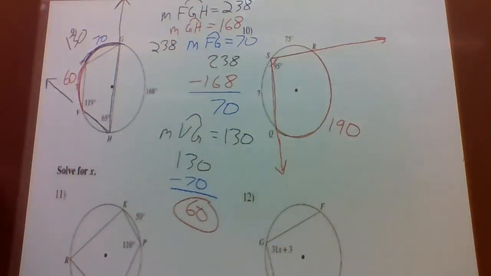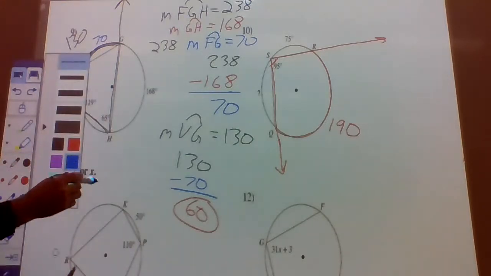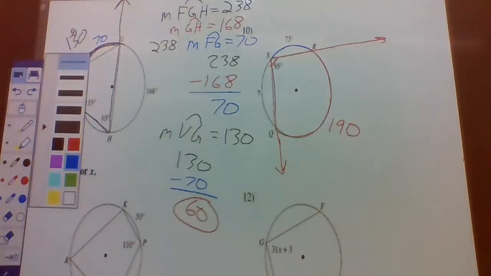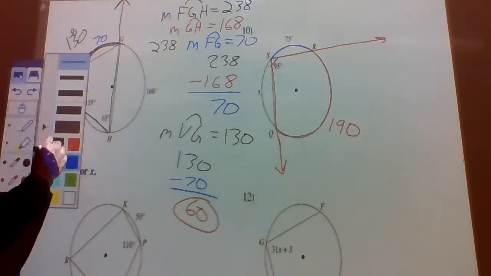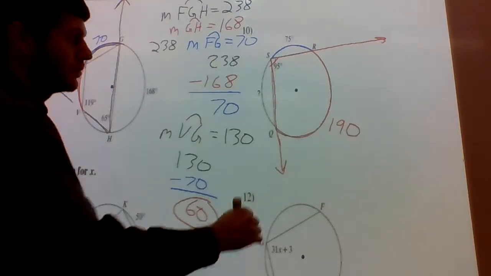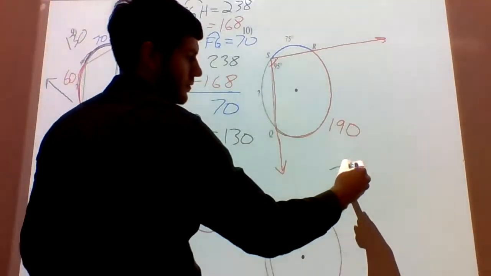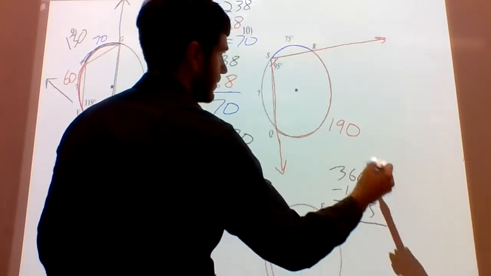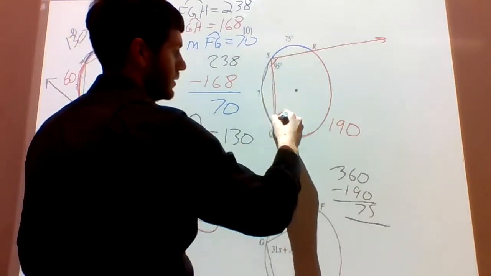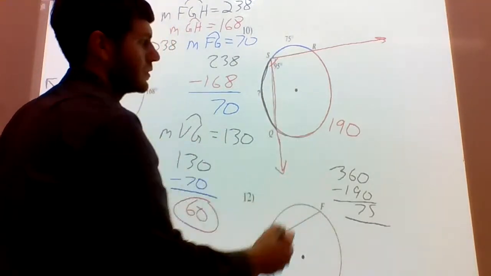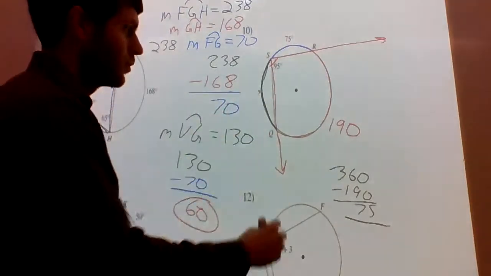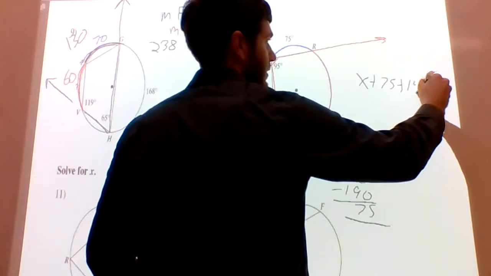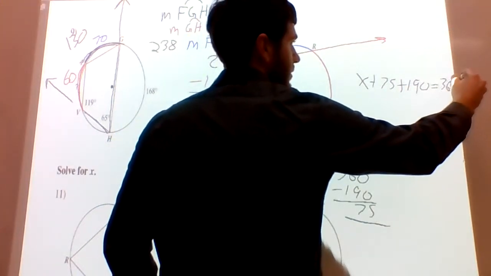We know that arc SR here is 75. And therefore, we have the information to find our missing piece. So we know 360 minus 190 minus 75 is going to give us arc SQ, because we know that a circle is 360 degrees around. So 190 plus 75, we want to call this X, do it the other way. X plus 75 plus 190 equals 360.